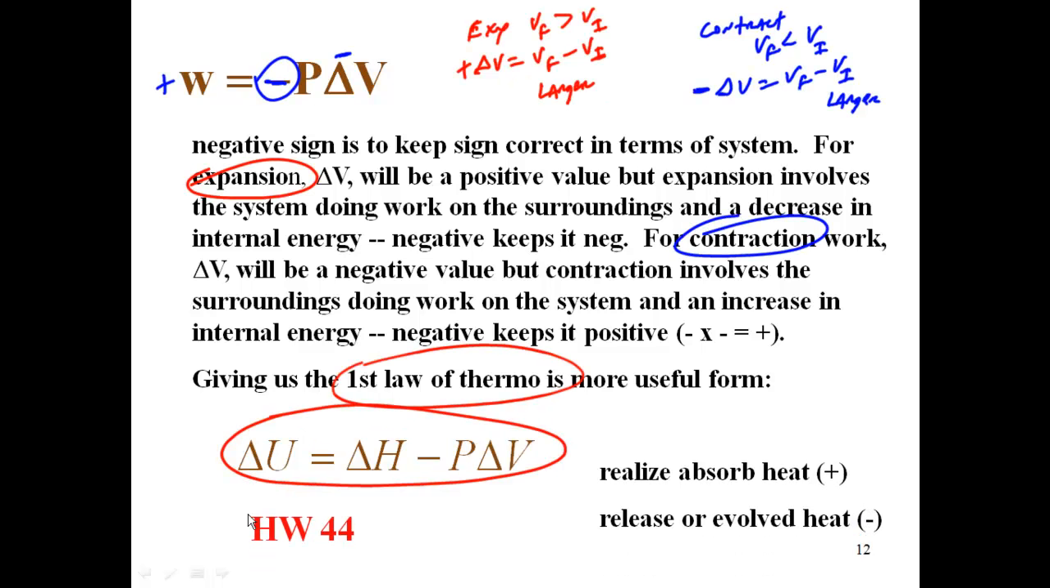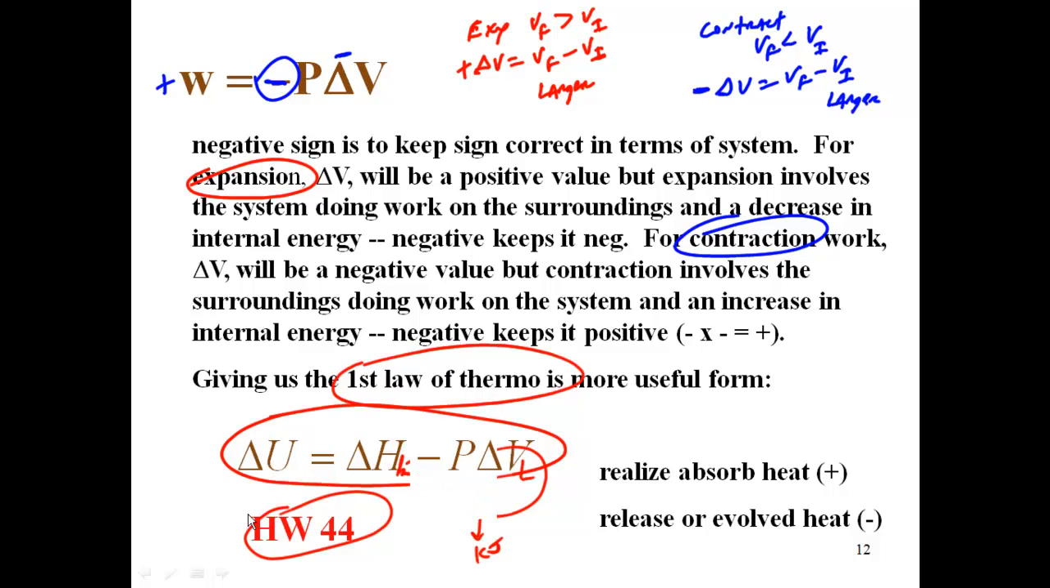All right, for homework, homework 44 deals with using this equation, the first law of thermodynamics, and basically it's just plugging and chugging into the equation. Now, there are some mistakes that can happen, so you need to make sure you realize that. Number one, units. The typical units on delta H are kilojoules or joules, while pressure tends to be atmospheres and volume tends to be in liters. Well, I can't subtract kilojoules and atmosphere liters. They have to be the same units. I subtract kilojoules from kilojoules or liter atmospheres from liter atmospheres. So you're going to have to convert liter atmospheres into kilojoules or joules before you do your subtraction. That's where one mistake can happen.